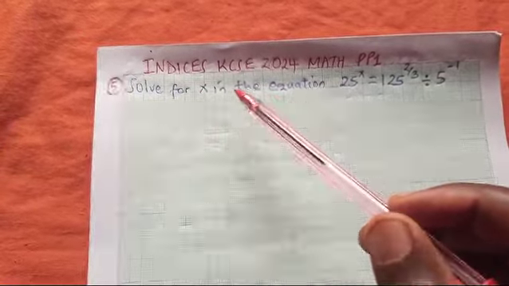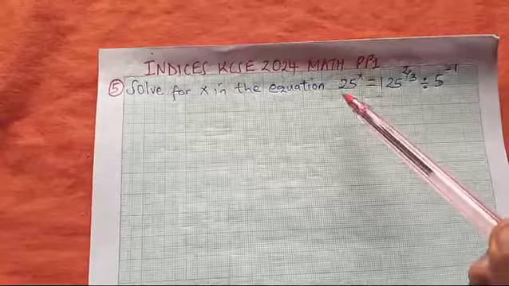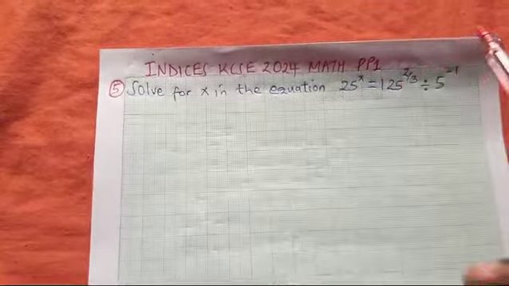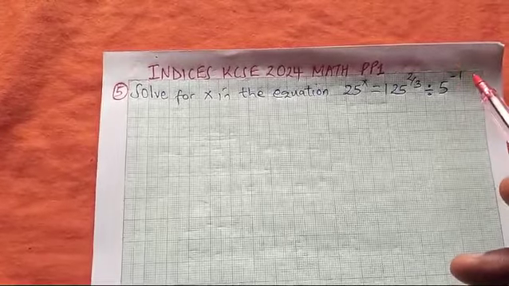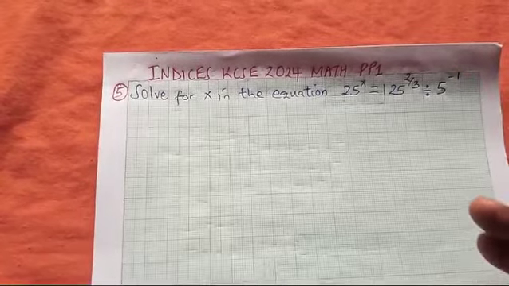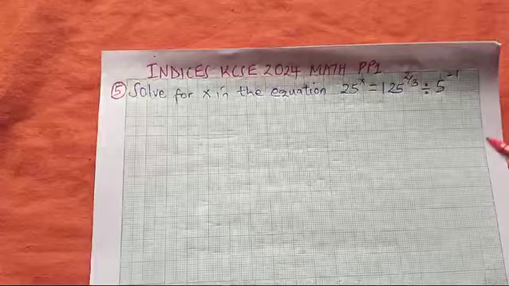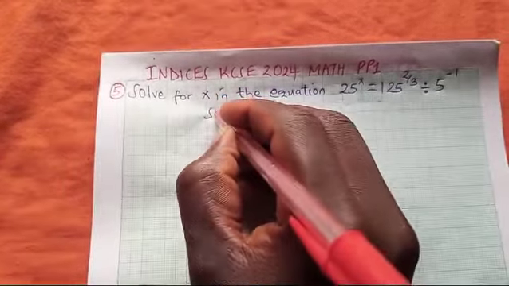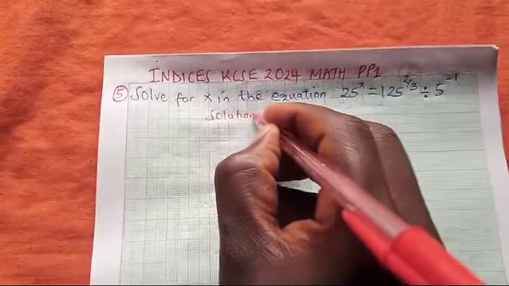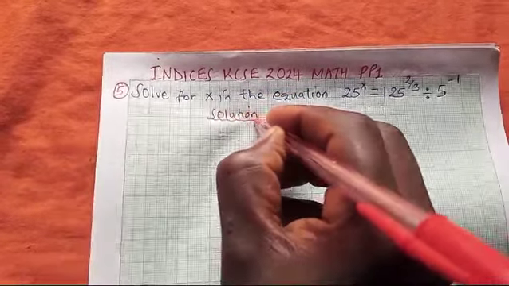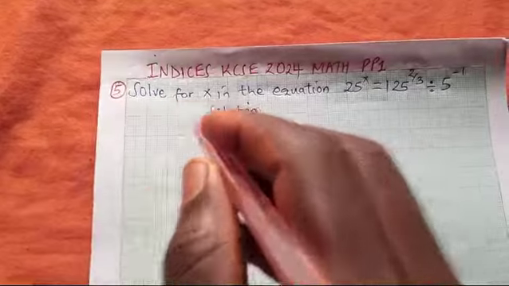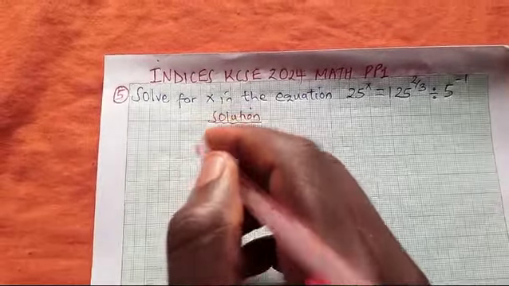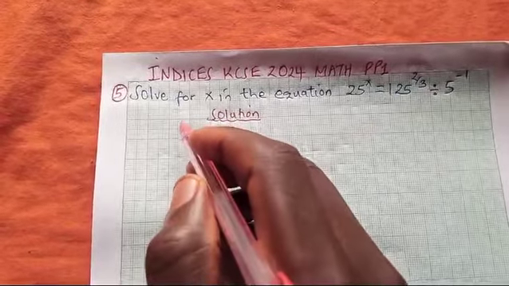Solve for x in the equation 25 raised to x is equal to 125 raised to 2/3 divided by 5 raised to -1. This is the question that we want to solve this particular time. Let us move to the solution part. Under solution, there are a few concepts that I need to put across before I solve this question.